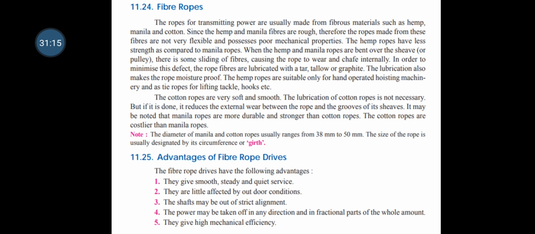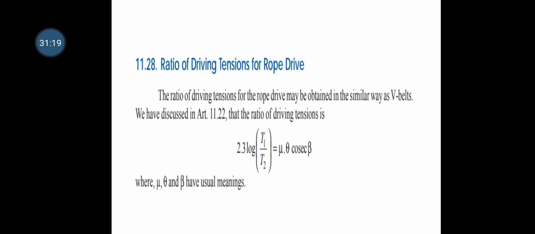And the next one is the ratio of driving tensions for the rope drives. We have discussed that the ratio of the driving tensions is 2.3 log T1 divided by T2 is equal to mu theta cosecant beta.